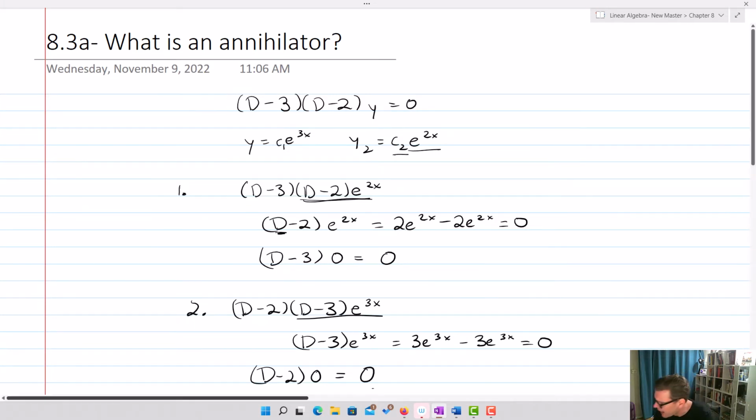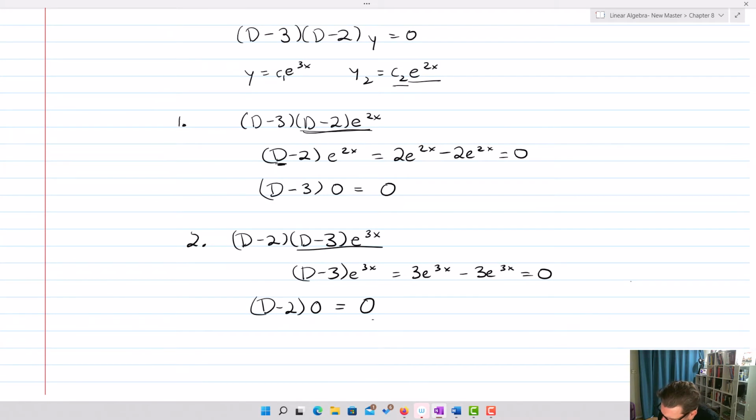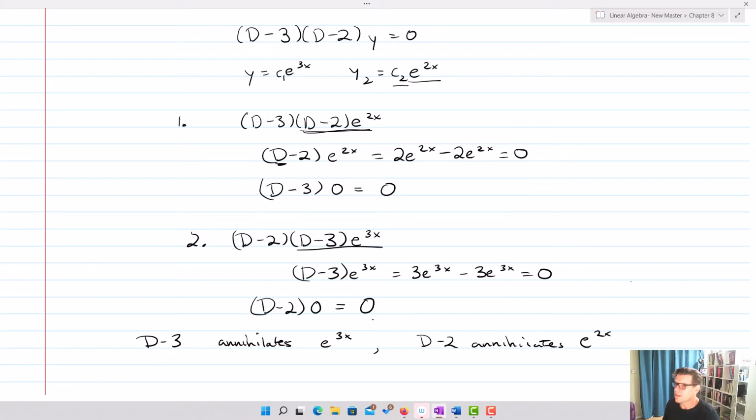So what we say is this. We're going to say that (D - 3) annihilates e^(3x). And we're also going to say that (D - 2) annihilates e^(2x). Okay? So those are what we'd say are the annihilators for e^(3x) and e^(2x) respectively.